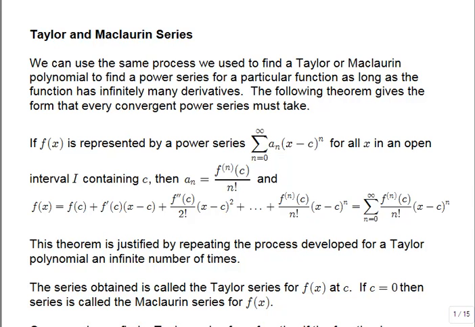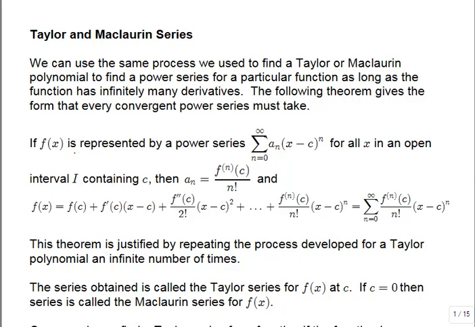We can use the same process that we use to find a Taylor or Maclaurin polynomial to find a power series for a particular function as long as the function has infinitely many derivatives. The following theorem gives the form that every convergent power series must take.